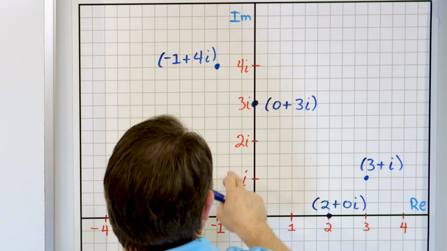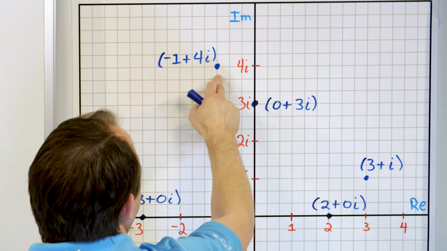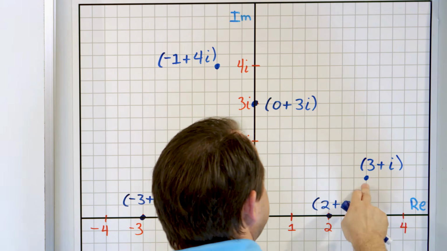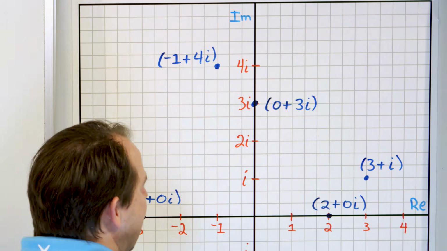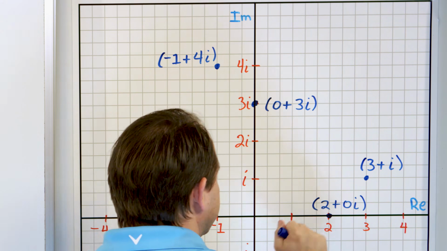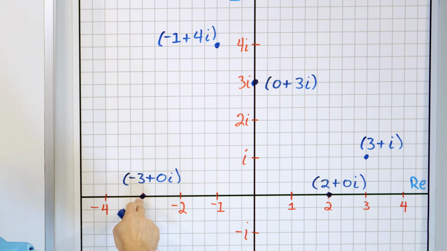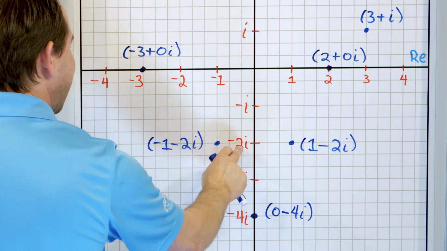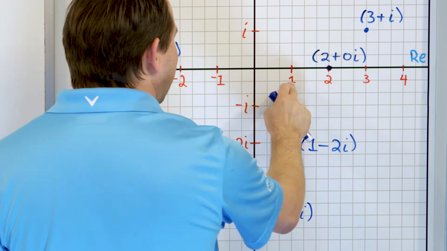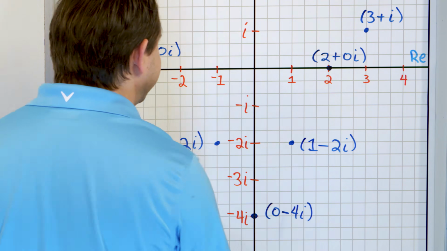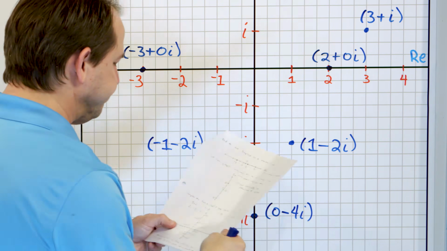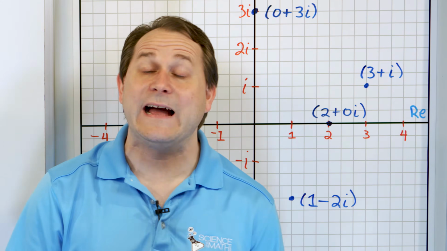So this point is -1 plus 4i, that's good. This one is 0 plus 3i, that's good. This one is 3 plus positive 1i, that's good. This one's 2 plus 0i, that's good. This one's -3 plus 0i, that's good. This is -1 minus 2i, that's good. This is +1 minus 2i, that's good. And this is 0 in the real part, -4i for the imaginary part. So there you go. That's the idea of a complex plane.